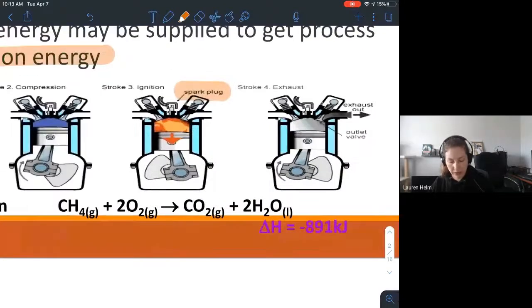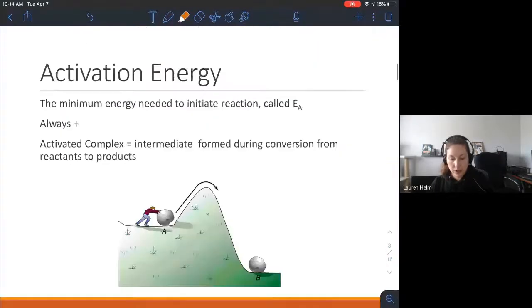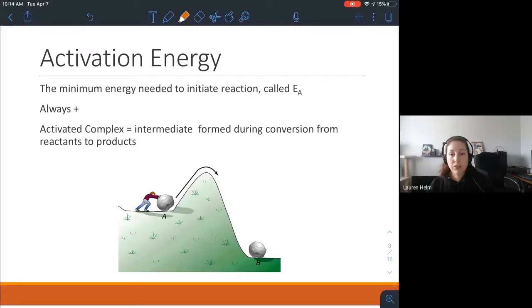And we can look at that. We can look at the combustion of methane in the presence of oxygen to form carbon dioxide and water. And again, this is an exothermic reaction. So this activation energy, if we officially define it, is the minimum energy needed to initiate or to start a reaction, and we call it E sub A.